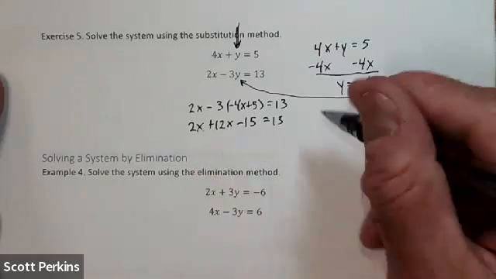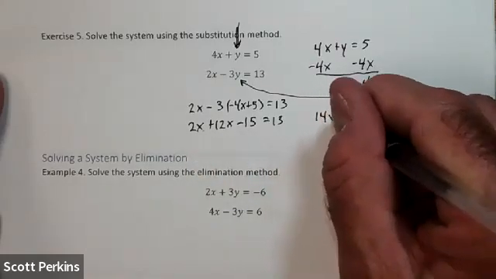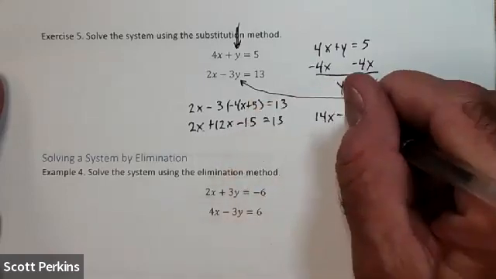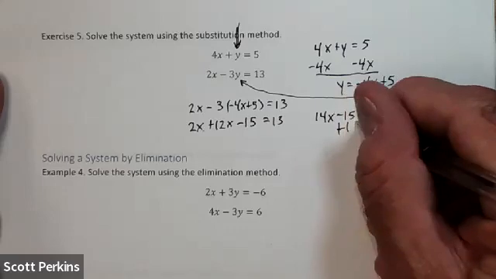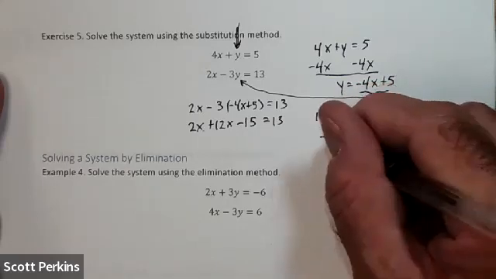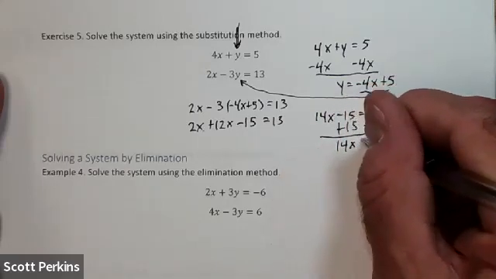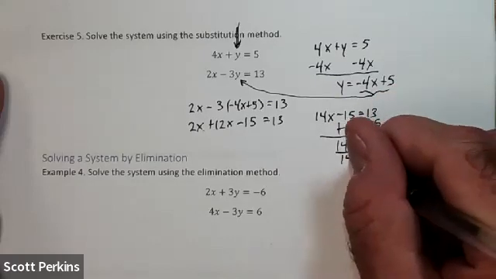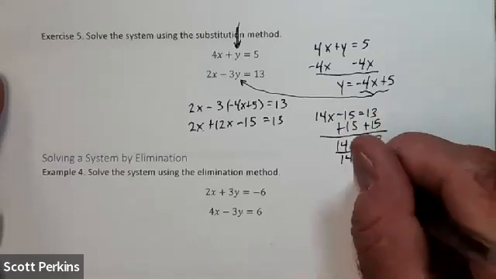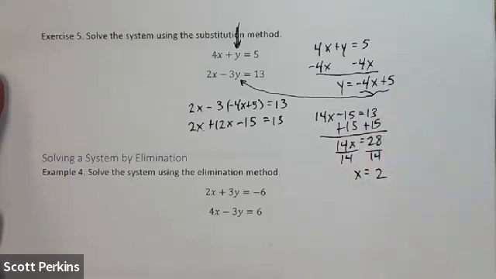2x plus 12x is equal to 14x. Minus 15 is equal to 13. I'm going to add the 15 to both sides. And I have 14x is equal to 28. And last but not least, I divide and I get my x value on this one. The x value is 2.